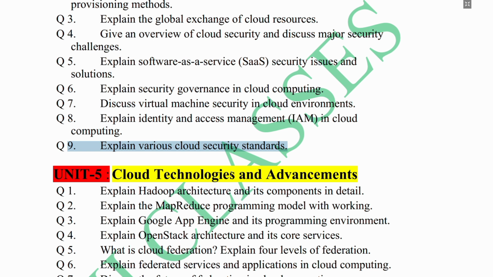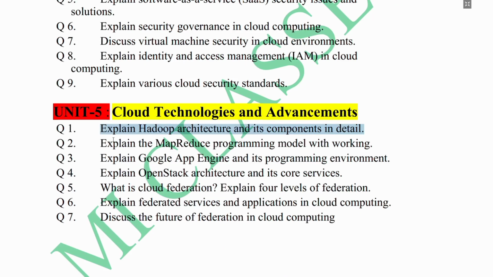Here we discussed nine questions, and now let's see unit number fifth, which is cloud technologies and advancements. Here the first question is: explain Hadoop architecture and its components in detail. The second question of unit fifth is: explain the MapReduce programming model with its working. Another question is: explain Google App Engine, GAE, and its programming environment.